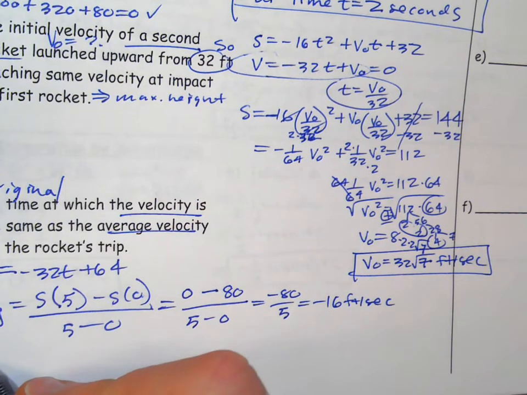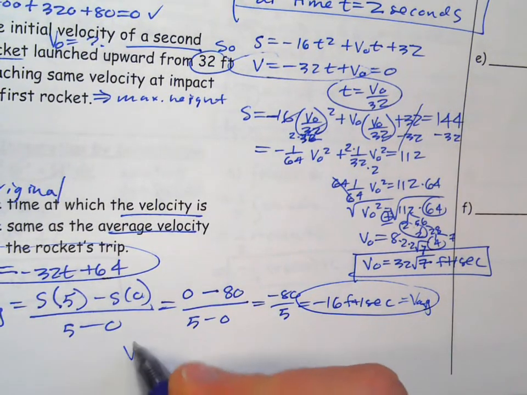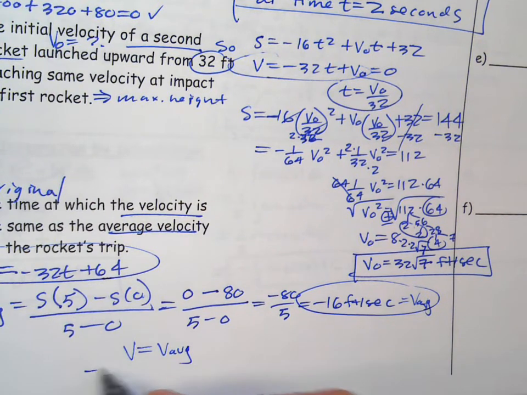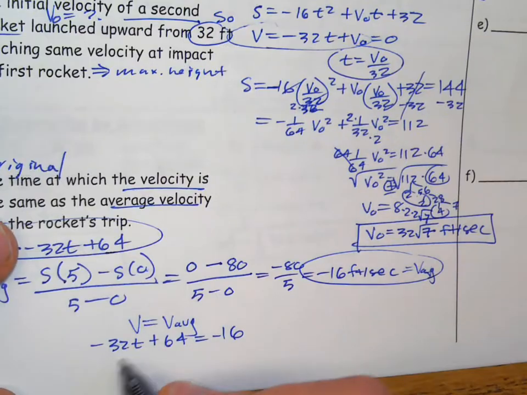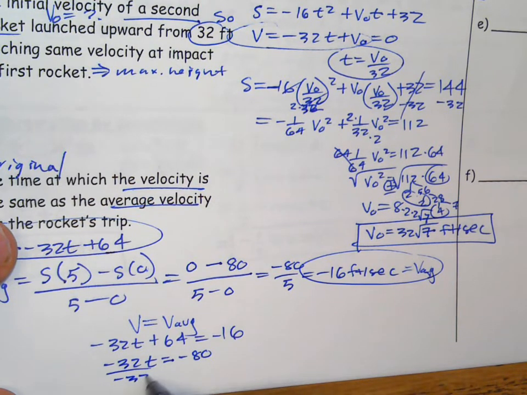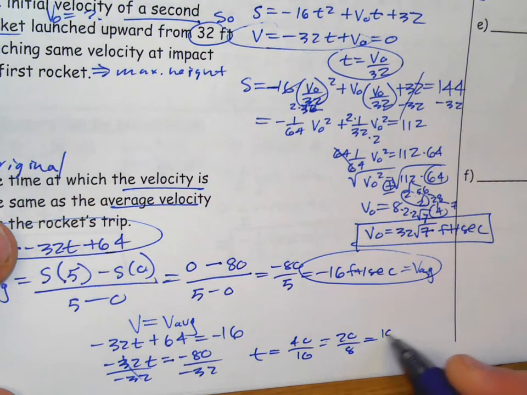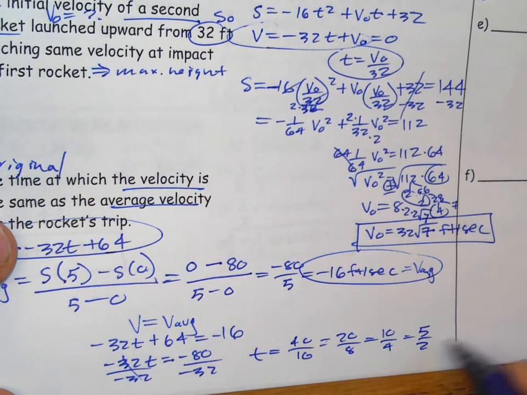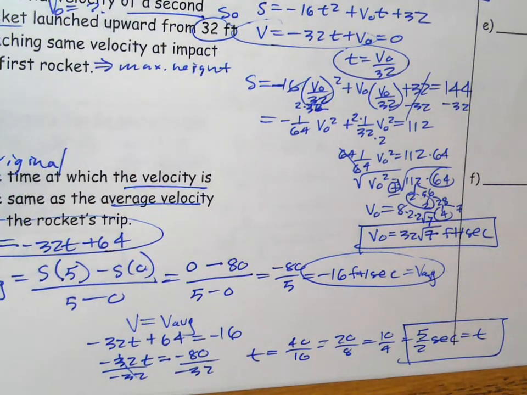So then the actual velocity equation is right here, and we're going to set them equal to each other and solve. So we're going to do v equals v average. So negative 32t plus 64 equals negative 16. So negative 32t equals negative 80. So t equals 40 over 16, 20 over 8, 10 over 4, 5 over 2 seconds is the time where the average velocity equals the instant, the actual velocity.